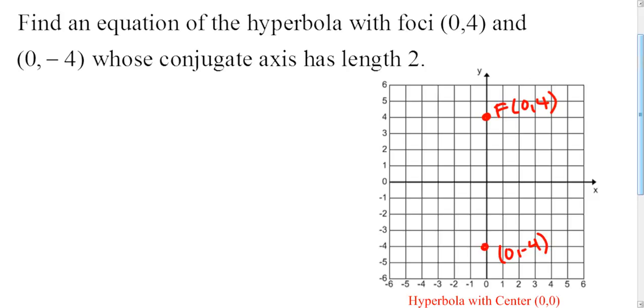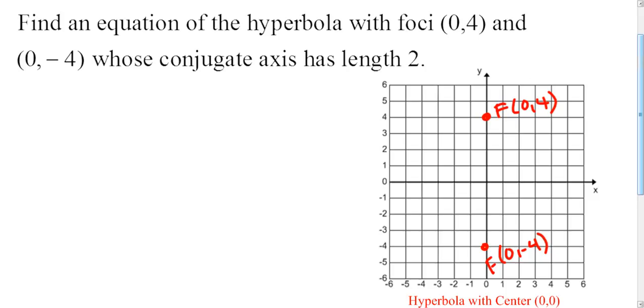Okay. My conjugate axis has a length of 2. Now I already know that this is a hyperbola that has up-down branches because my focus has to be inside my 2 branches. So I know my branches have to go up and down instead of left and right.